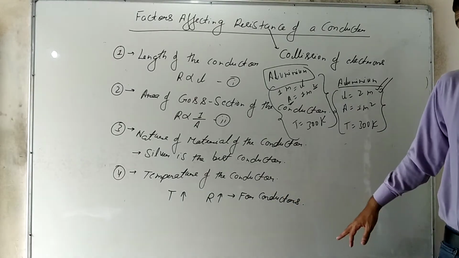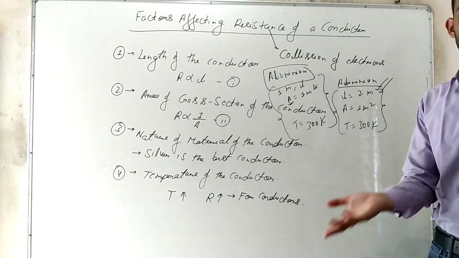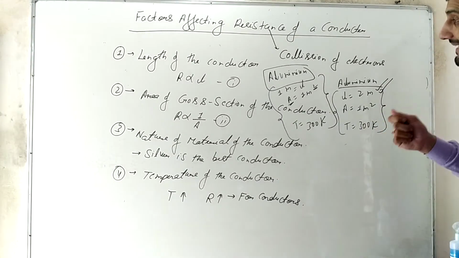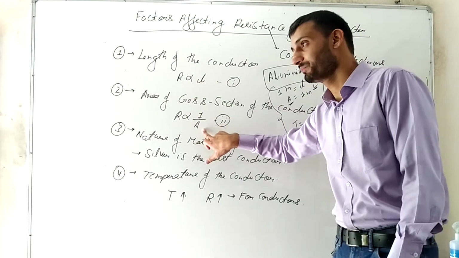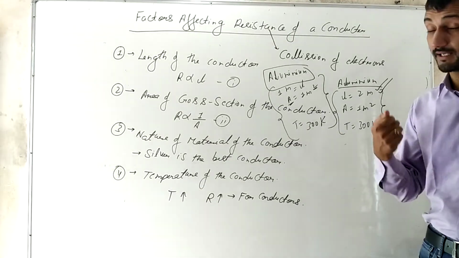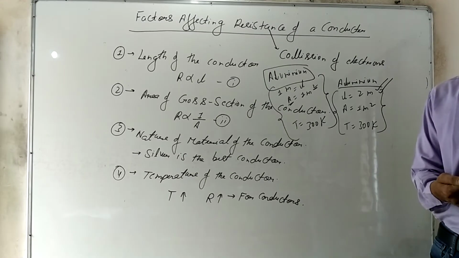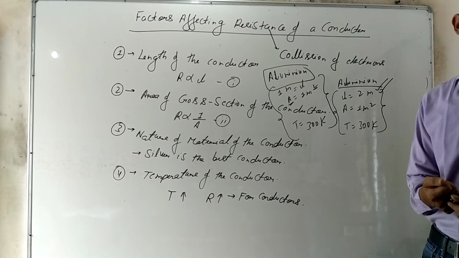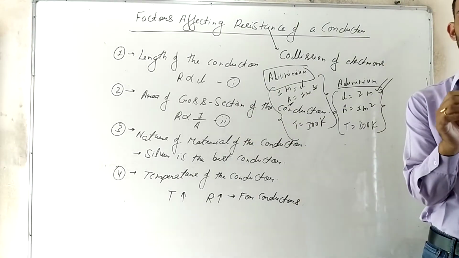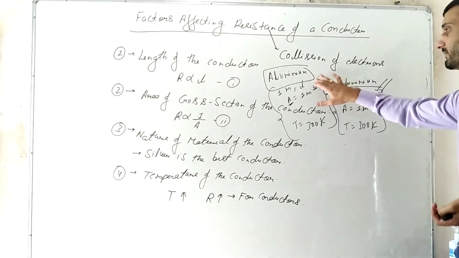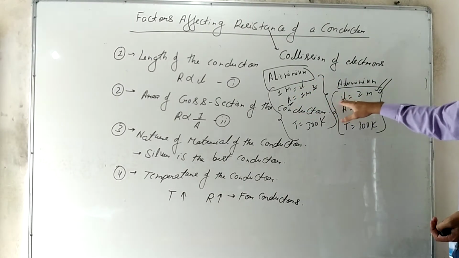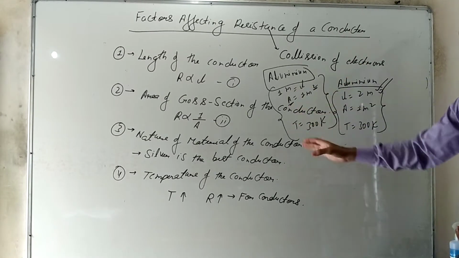Why are we leaving the temperature? Because automatically room temperature will be the same for each and every material. So I want to just pay attention to these two things, length and area. If I increase the length, resistance will increase. If I decrease the area, resistance will further increase. So I need to work on these two things. It should not be that two aluminium wires are there, one of length 1 meter, the other of length 2 meters, and we say this wire will have more resistance as compared to the previous wire.